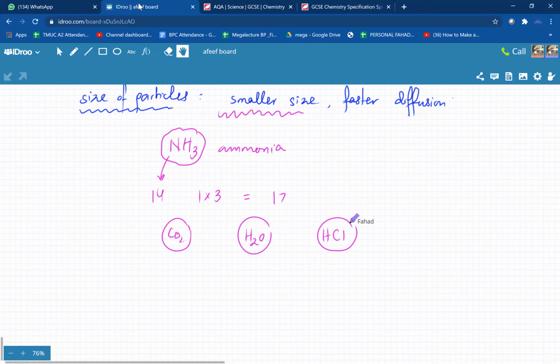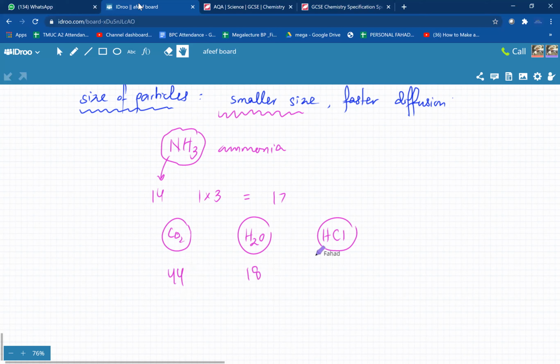What was it again? CO2. That would be 44. And then there's H2O, and it's going to be 18.